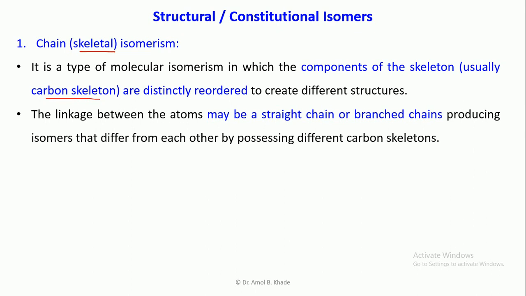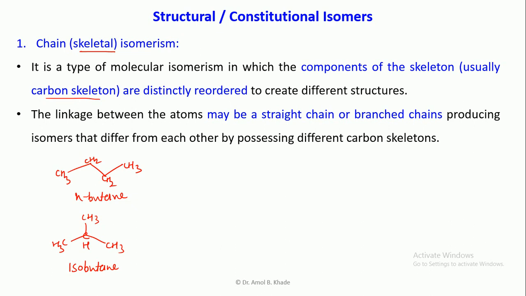Now we have already seen one example of this, N-butane: CH3, CH2, CH2 and CH3. This is one type of carbon skeleton, the structure of N-butane. Then the same atoms I can arrange in a different way, in this way: CH3, CH3, CH3, with a carbon at the center and this H. This we can refer to as 2-methyl propane, or isobutane.